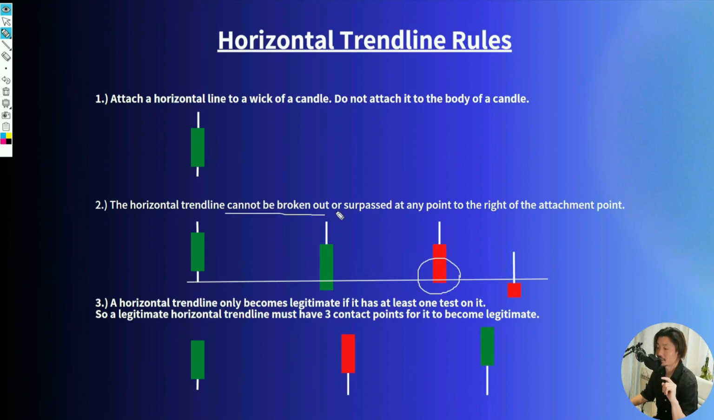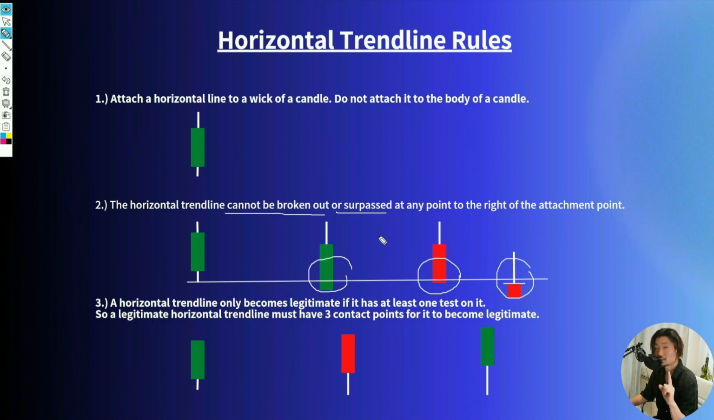Moreover, it cannot be surpassed also. So you can see this candle right here opened under this horizontal trend line, which means it surpassed it. Moreover, right here, you can see that price opened under this horizontal trend line. And so if this happens, a trend line is no longer legitimate.